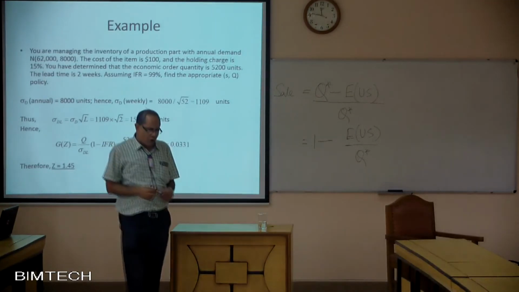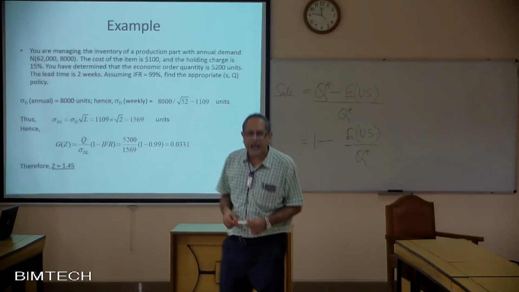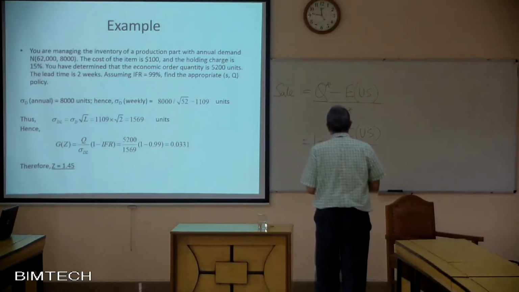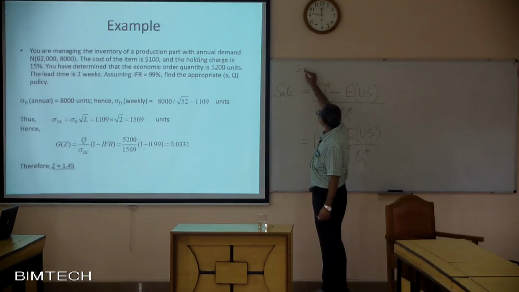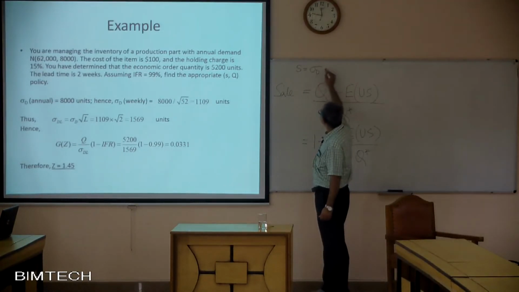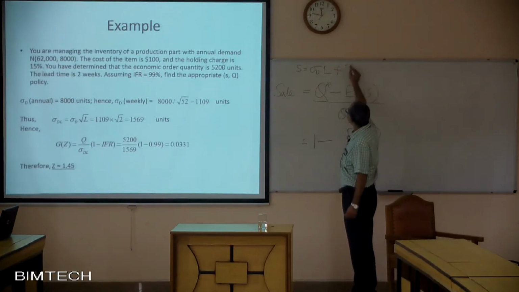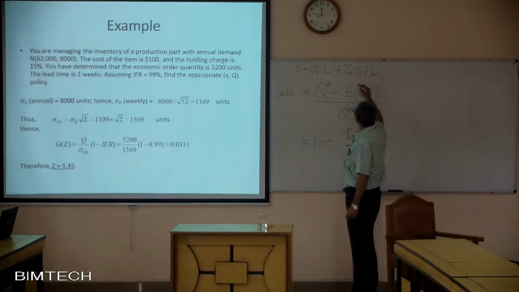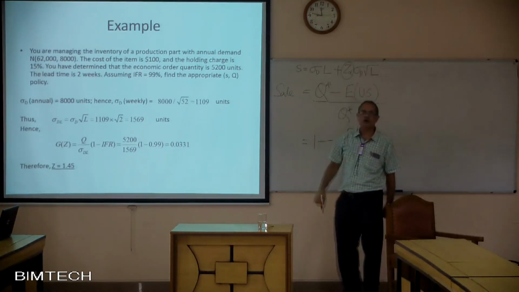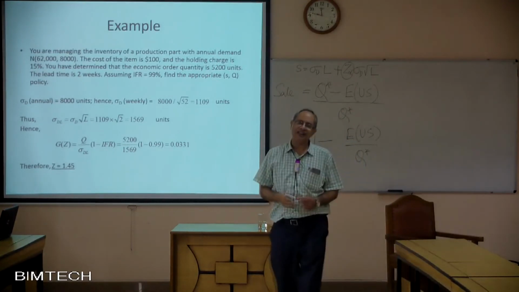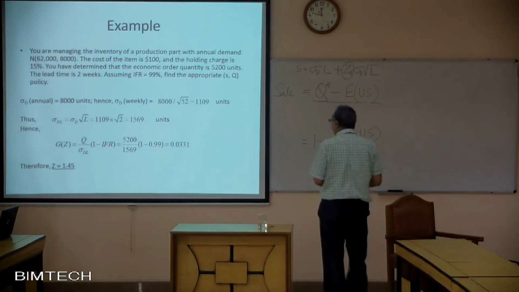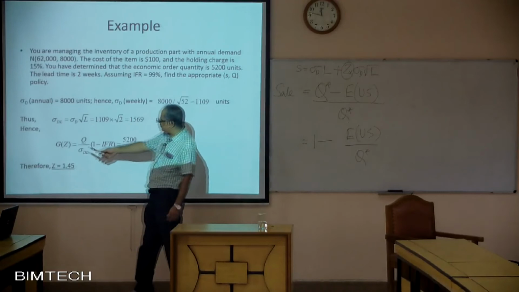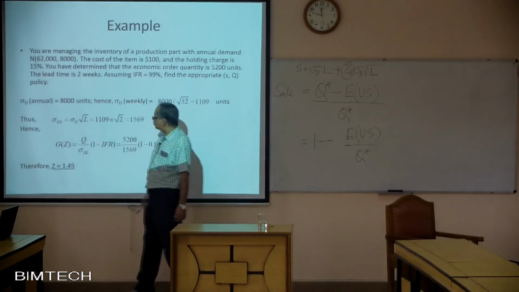Okay, so in order to find out small s, what is small s? We have already seen my small s is equal to sigma D into L plus Z alpha sigma D into square root of L. Now, I need Z alpha to find out small s. That is the crux of this discussion. So how do I find out Z alpha? I find out Z alpha from the value of GZ. But how do I find out GZ?